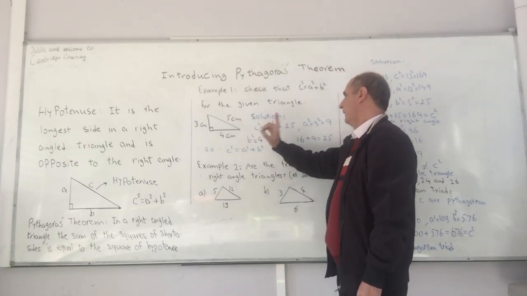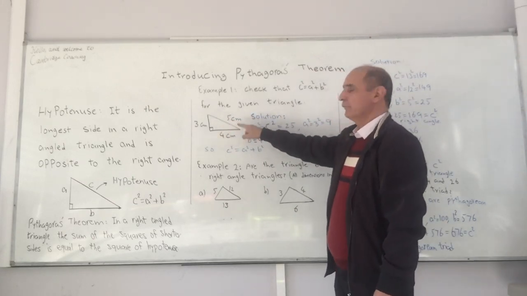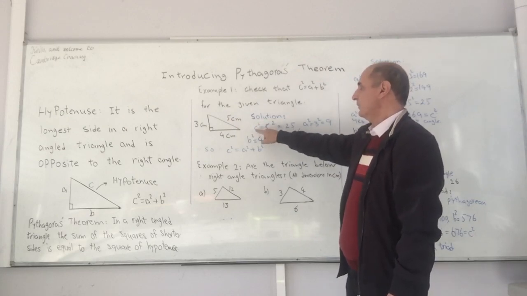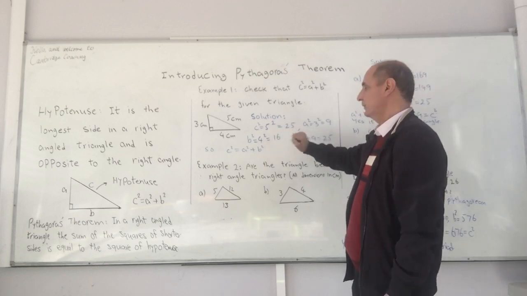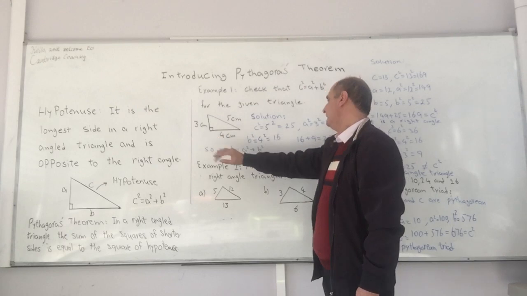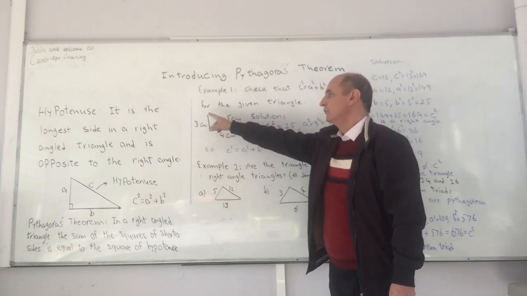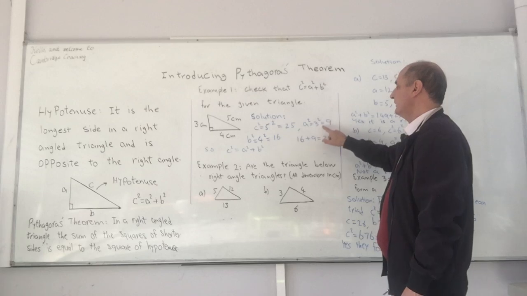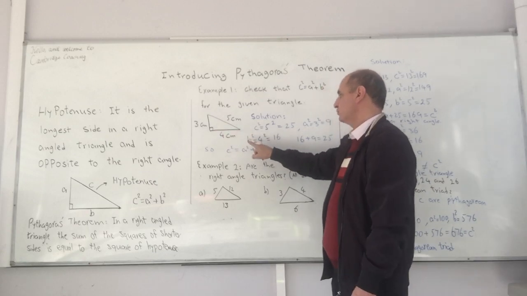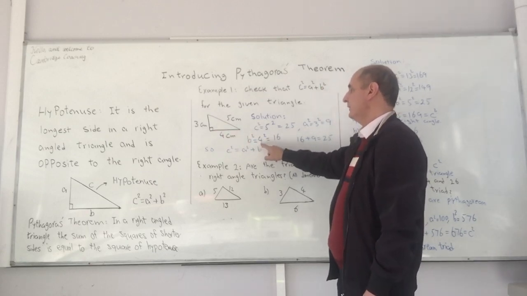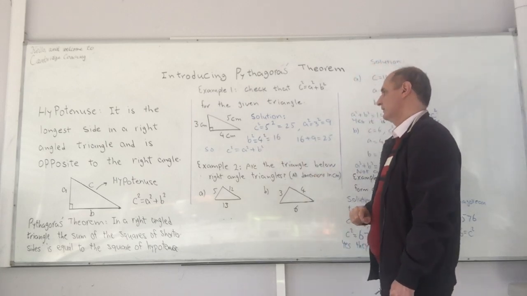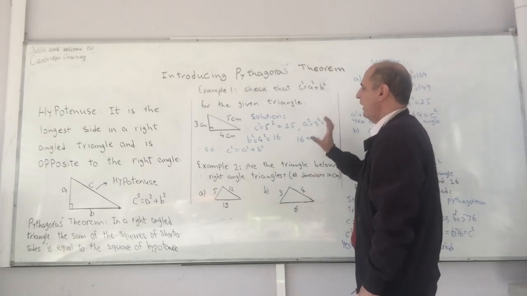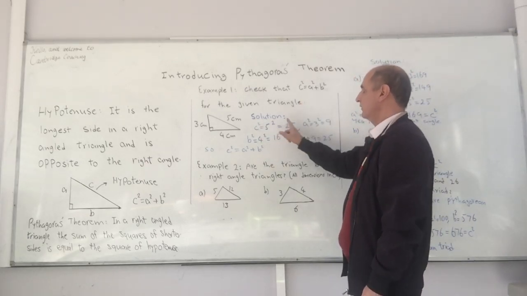So, our c is 5. Then c squared is 5 squared, which is 25. You got to find the square of each side. Then a is 3. 3 squared is equal to 9. You got to square it. And b, the other short side, is 4. And b squared is 4 squared, and 4 squared is 16. Remember, square is times what? 16. Alright, now I've got a squared, b squared, and c squared.